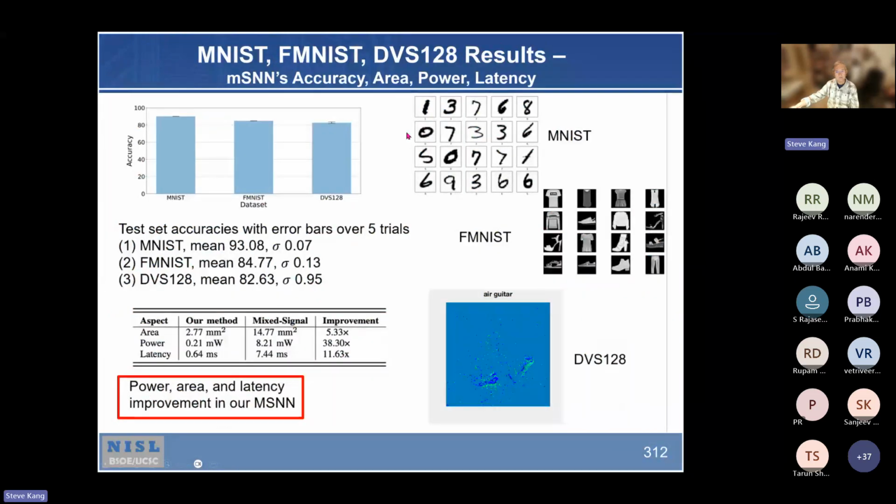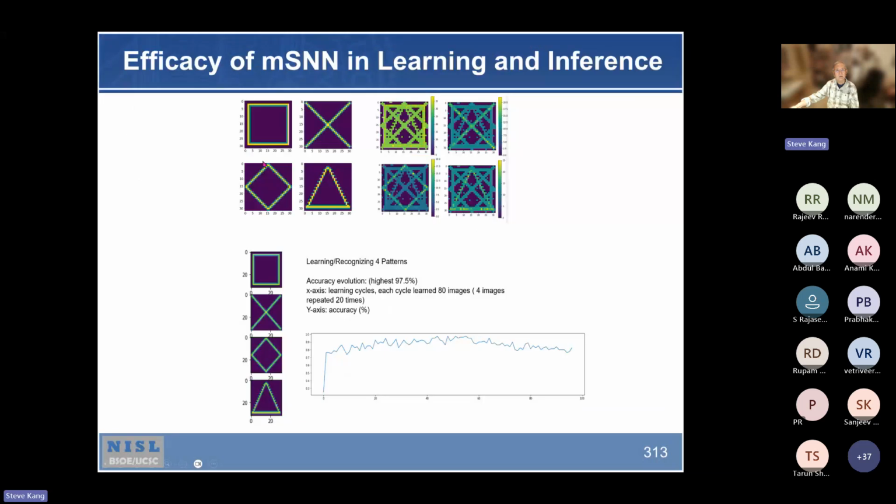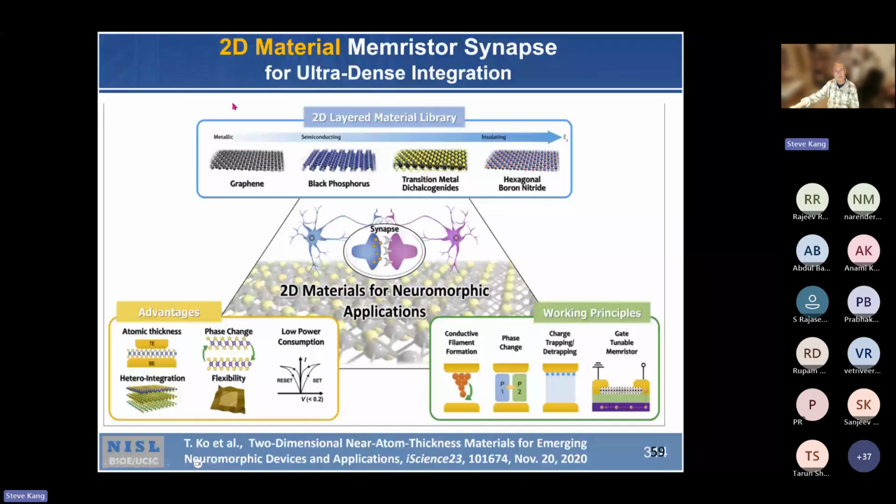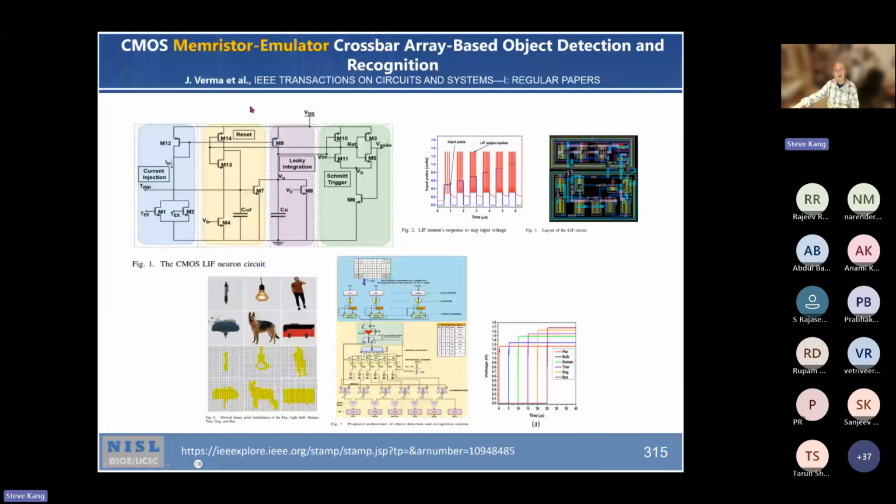And this shows some additional benchmarks. Pattern recognition, rectangle, X, diamond, and triangle type of thing, and the learning, and then level of achievement. And then there are also two-dimensional material memristive synapses. So a lot of people in materials are looking into this, using 2D material to have a synapse operation. And then this is a collaboration with IIT Dhanbad on emulation based work.